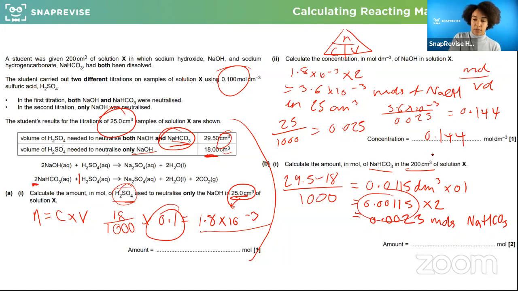We do not want 25 centimeters cubed. We want 200 centimeters cubed.